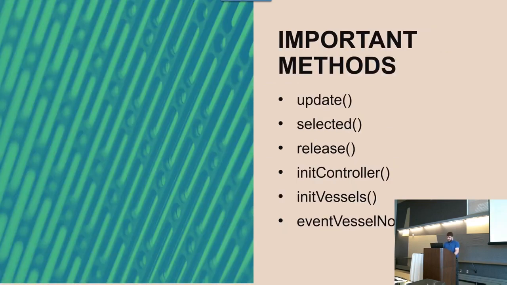Some important methods within animation G2. We have update. This replaces the move and drag. It is what gets fired whenever something in the animation changes. Then you have selected, which is left mouse click, release, left mouse release. Init controller, this spawns the animation controller, which is responsible for handling all of the user input and sending it to the animation, firing events in the animation.